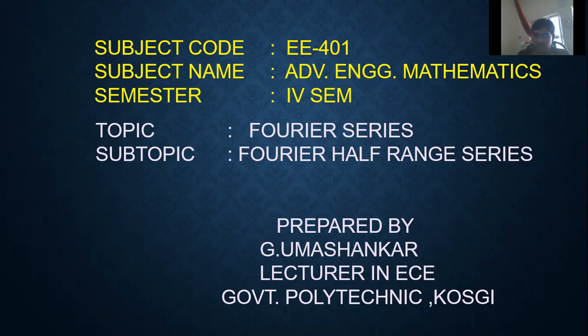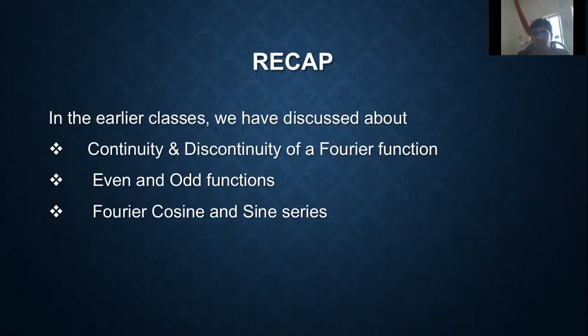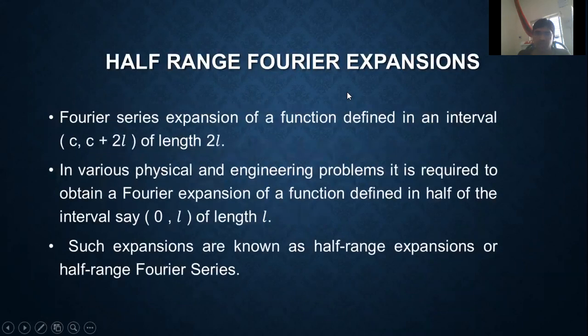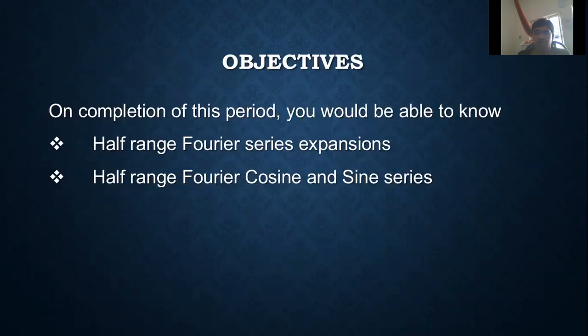In the previous class we have seen the definition of the Fourier series expansion, and also the Euler's formula, and also the continuity and discontinuity of the Fourier function, and also the odd and even functions. The even function contains the Fourier cosine terms, and the odd function contains the Fourier sine terms. So in this class we are going to discuss the half range Fourier series and its expansions, and also the half range Fourier cosine series and the sine series.